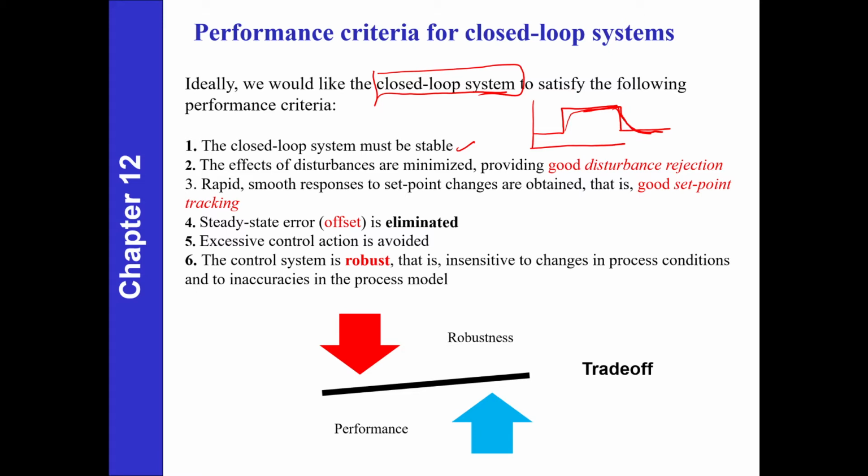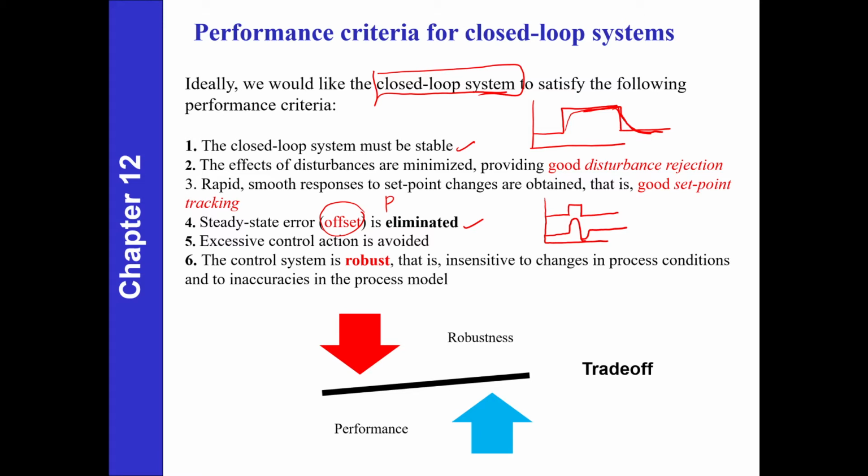Same goes with disturbance rejection. When the system is at a steady state and some disturbance occurs, the controller can bring the response back to the steady state, meaning it can reject the disturbance. And the fourth one is the offset. Offset is eliminated. As you all know, offset occurs when you have a P controller.